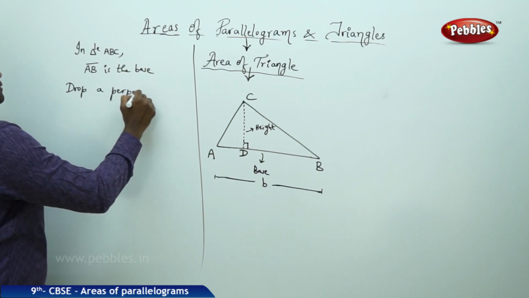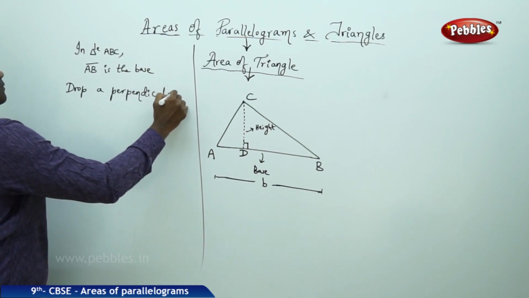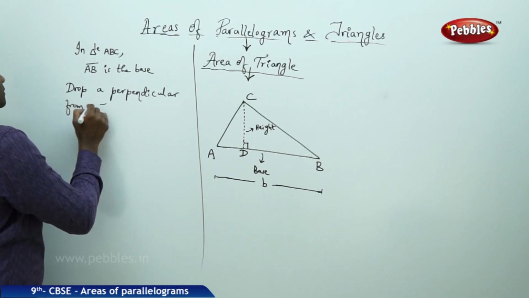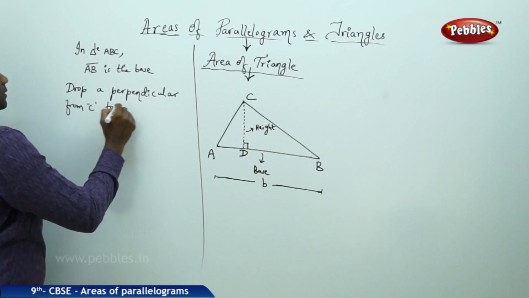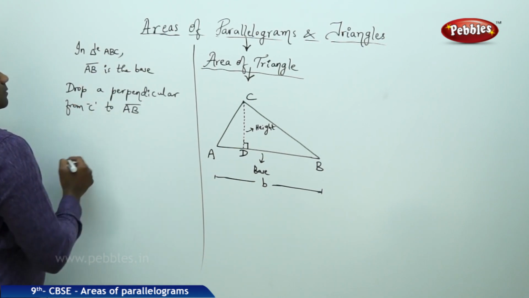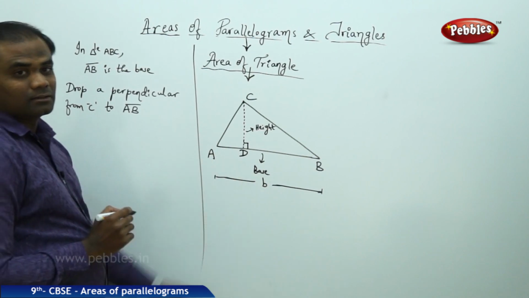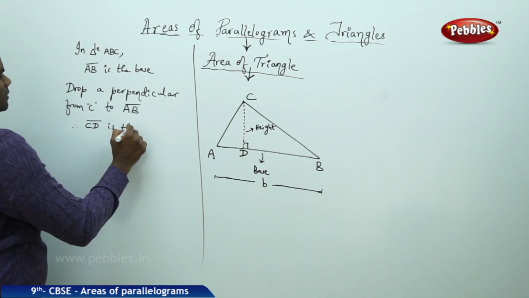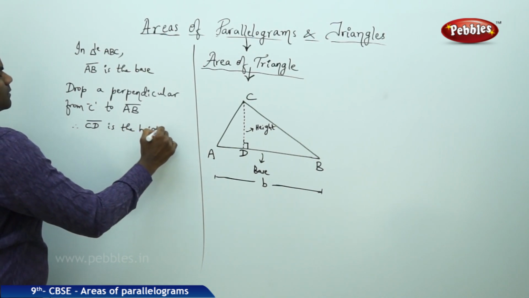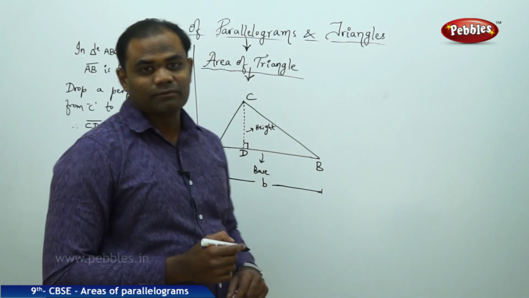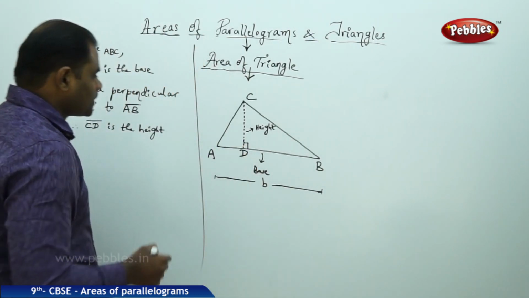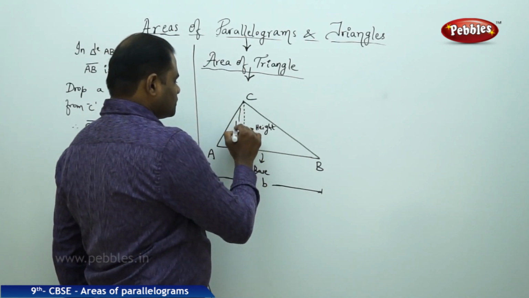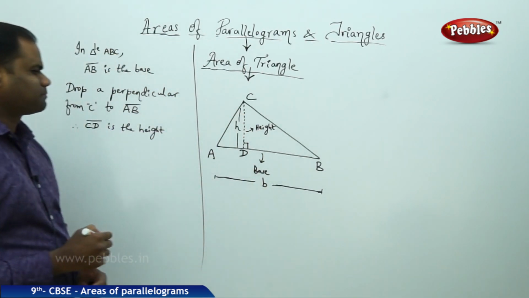Drop a perpendicular from C to AB, such that it cuts at D. Therefore, here CD is the height, as clearly we can see. It is the height or the altitude of the triangle ABC. So I have base, which is denoted by B, and my height, which is denoted by H.